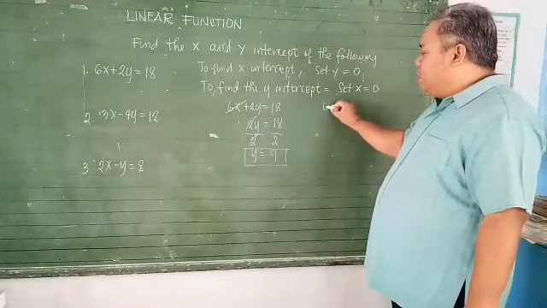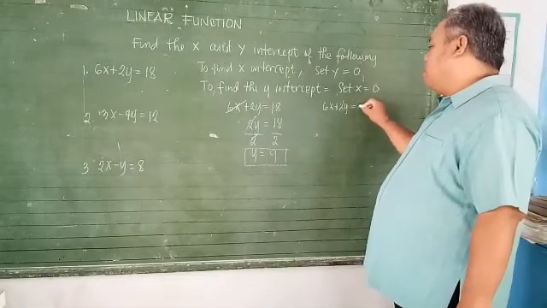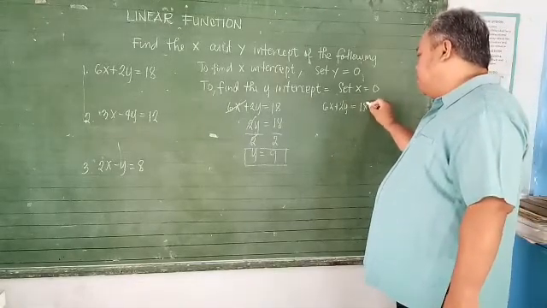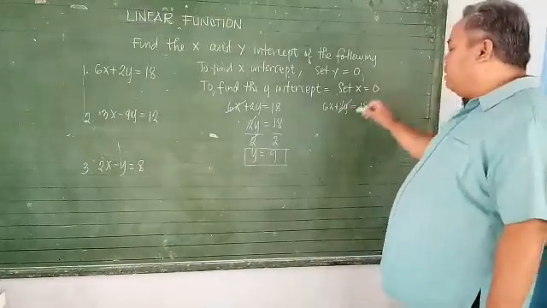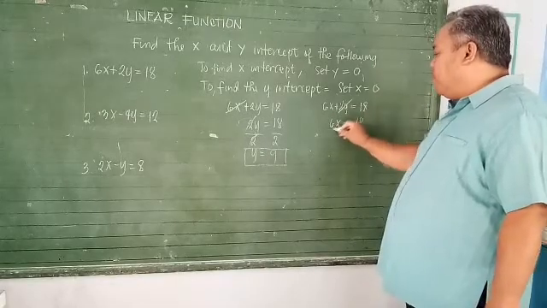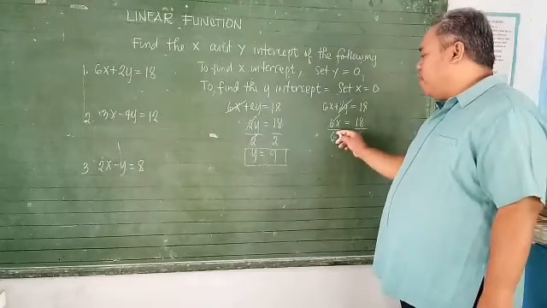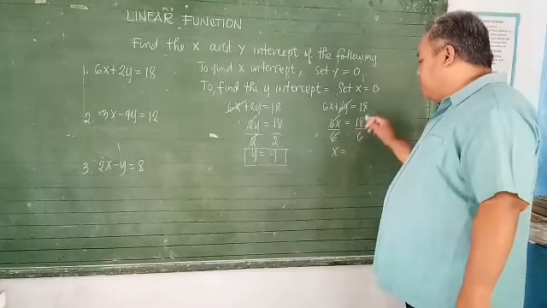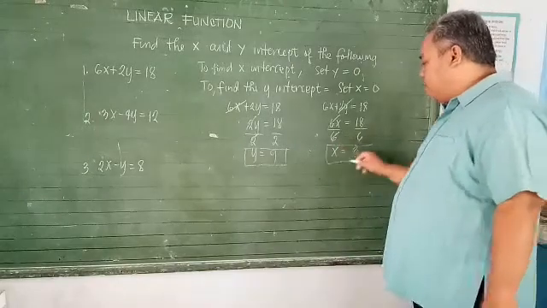Now, what about finding the x-intercept? So 6x plus 2y is equals to 18. Now, again, set natin yung y to 0. So cancel mo yan. So makikita 6x is equals to 18. And then divide both sides by 6, which is the common coefficient of x. X is equals to 18 divided by 6, that is 3.